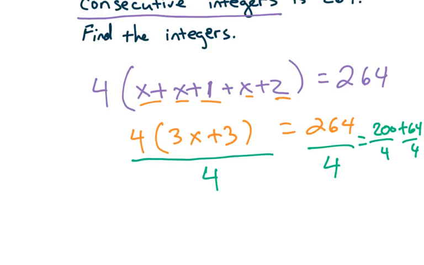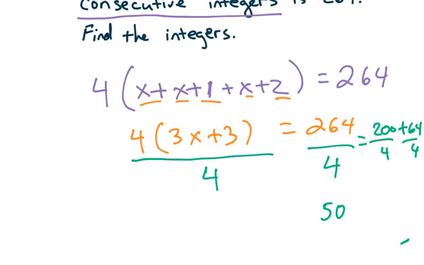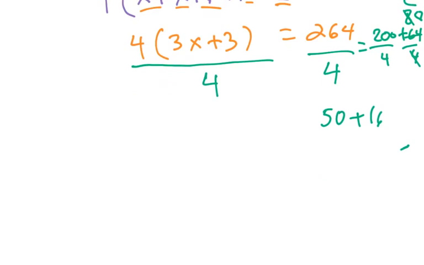So 200 divided by 4 is really 20 divided by 4. 20 divided by 4 is 5. Just tack on a 0, so it's 50. 64 divided by 4 is, now that might be a little difficult, but 64 is 8 times 8, if you're struggling. So it leaves me with 2 times 8, which is 16. So put that all together, you get 66. So 3x plus 3 equals 66.